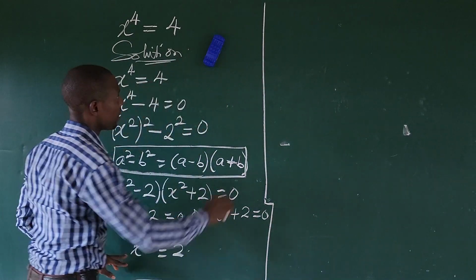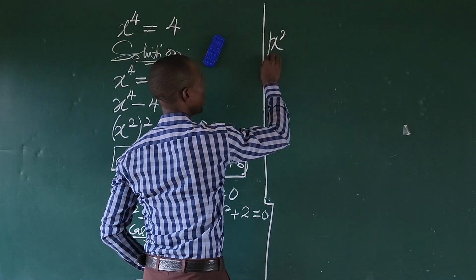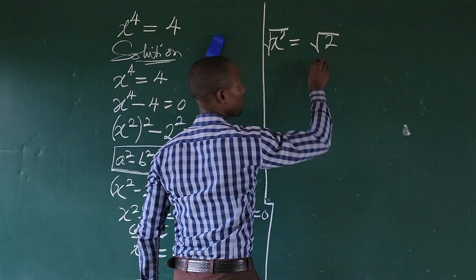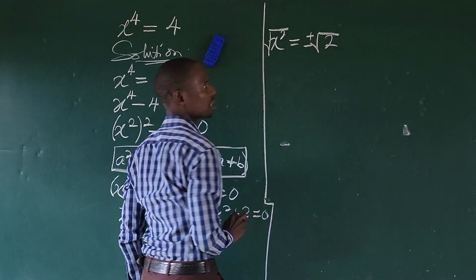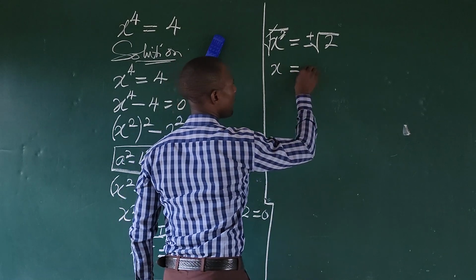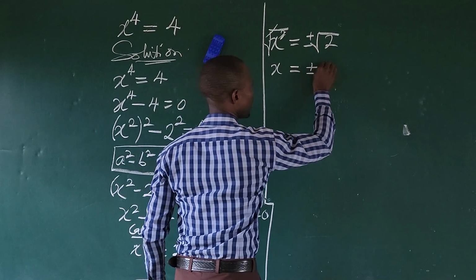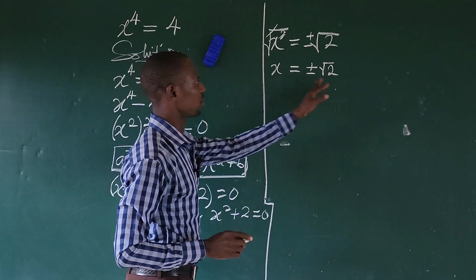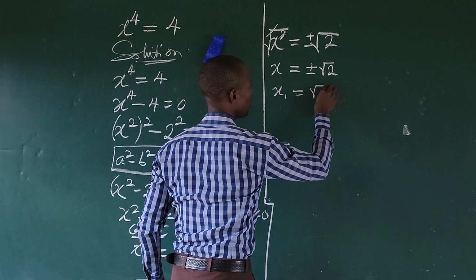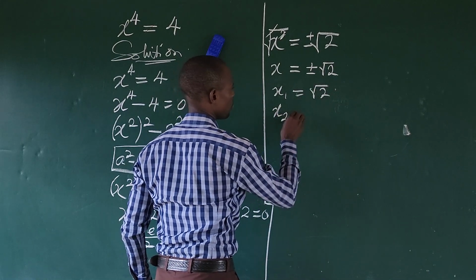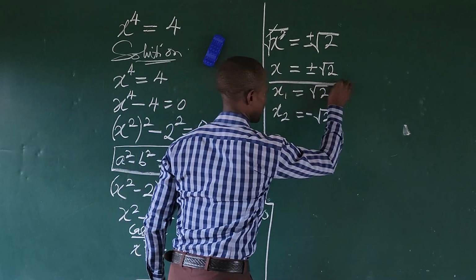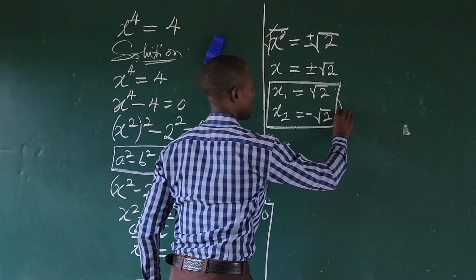Okay. So from here, we're going to have the square root of x squared is equal to the square root of 2. At this point, we introduce plus minus. So this leaves the system. So we're now having x is equal to plus minus the square root of 2. So we have two values of x from here now. So we have our x1 is equal to root 2 and our x2 is equal to minus root 2. Okay. So let's keep these two.